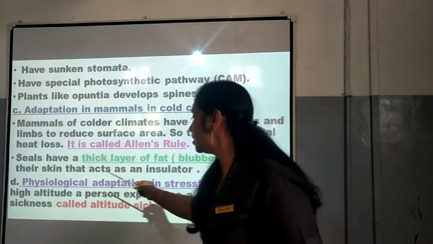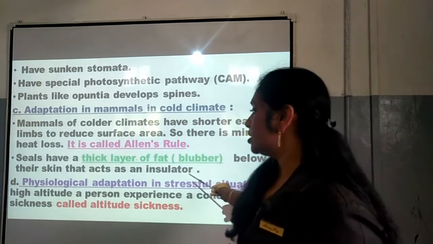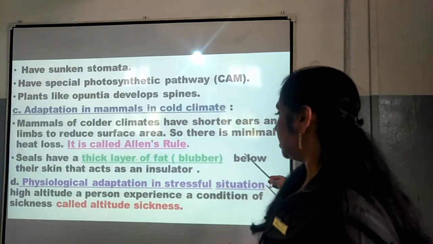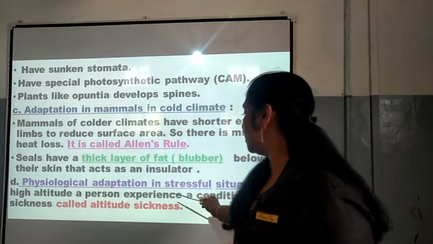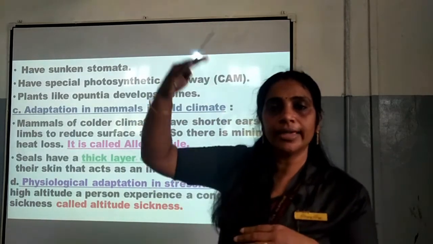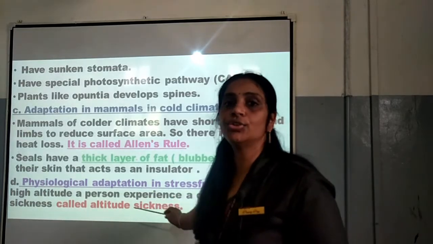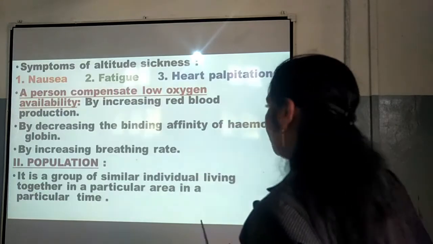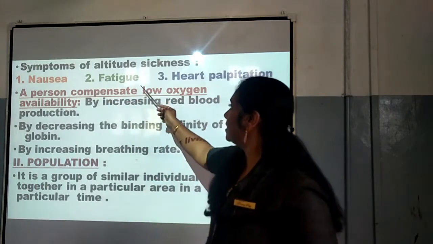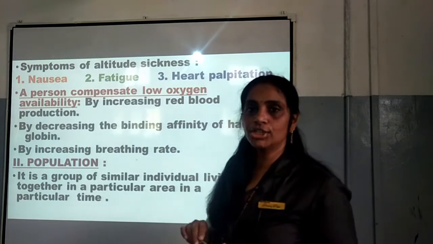Next one is physiological adaptation in stressful situations. In stressful situations, what physiological adaptations can be taken by organisms? We can see that at high altitude a person experiences a condition of sickness. When we move from ground level to a higher level, we experience a sickness condition, and that is called altitude sickness. The symptoms of altitude sickness are nausea, fatigue, and heart palpitation. These are the 3 main symptoms of altitude sickness.